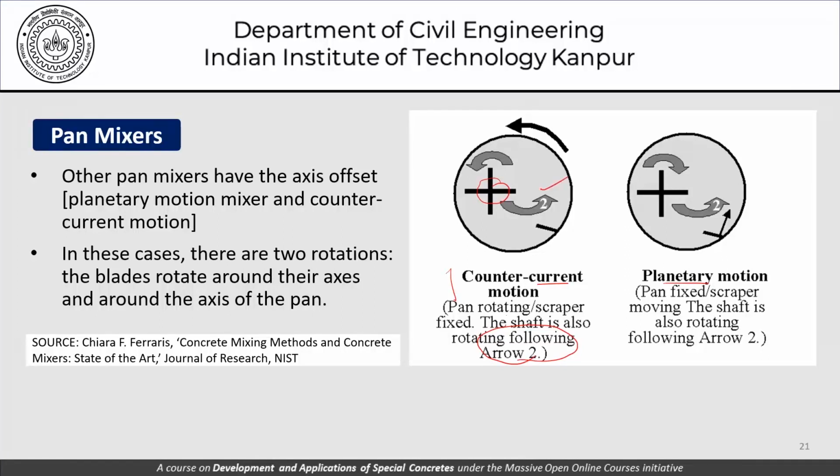As far as the planetary motion is concerned, the pan is fixed, the scraper is moving, and the shaft is also rotating following the arrow 2. So this is the rotation here, but this is the rotation here. This is also something which is more easily understood if you see a video of these mixers being operated, and I'm sure there are sites where you will be able to see and understand for yourself the importance of this scraper, and what is the mechanism of mixing the different ingredients, that is sand, coarse aggregate, water and cement, for the pan mixer or for that matter the drum mixer.